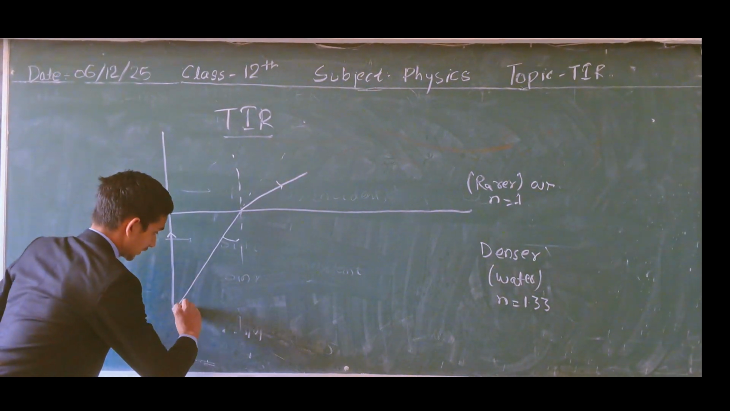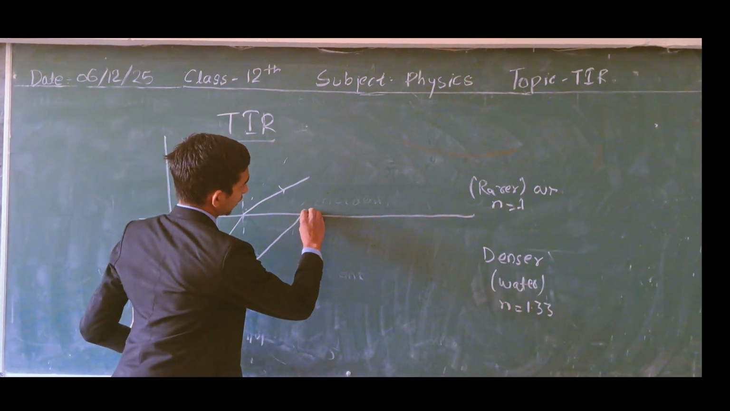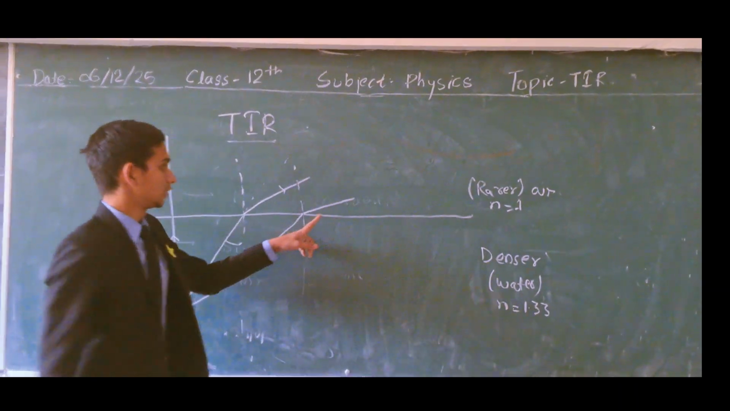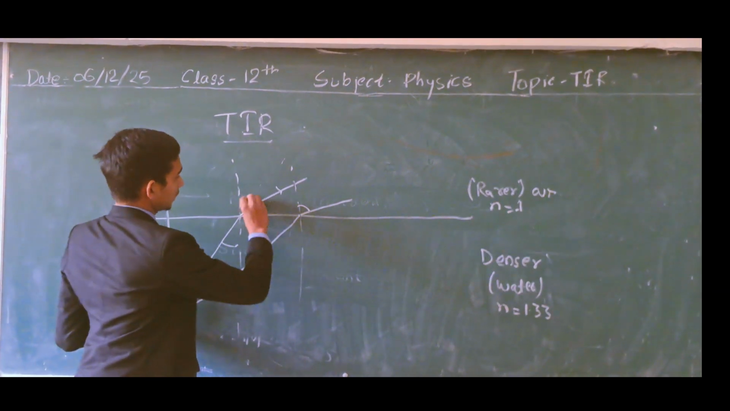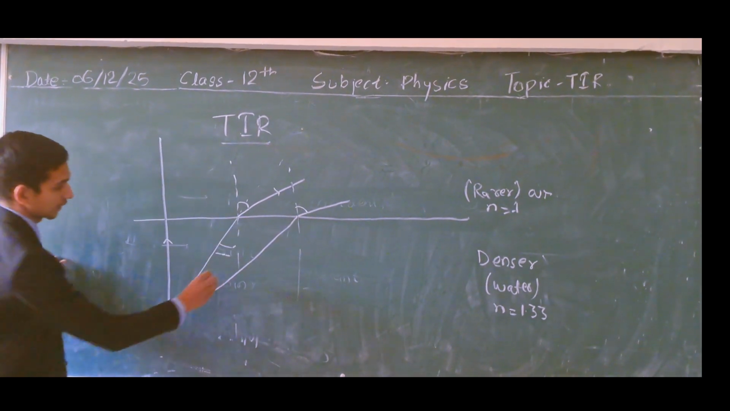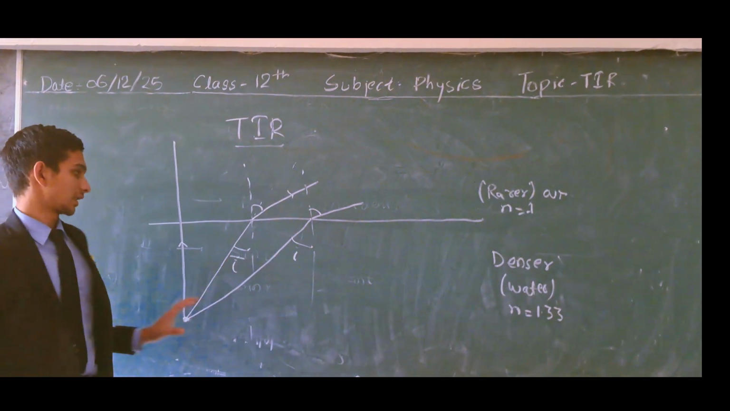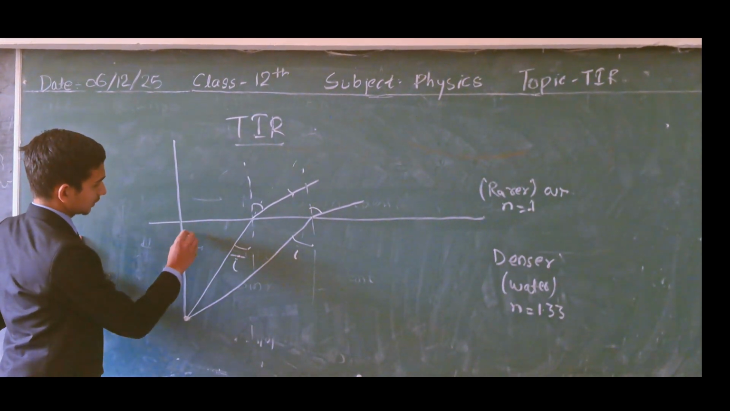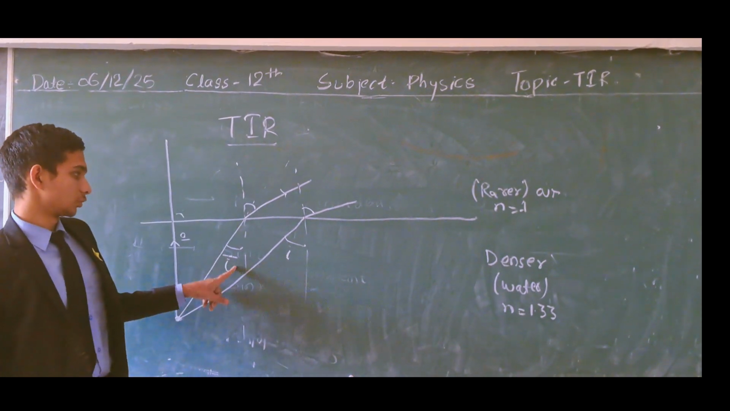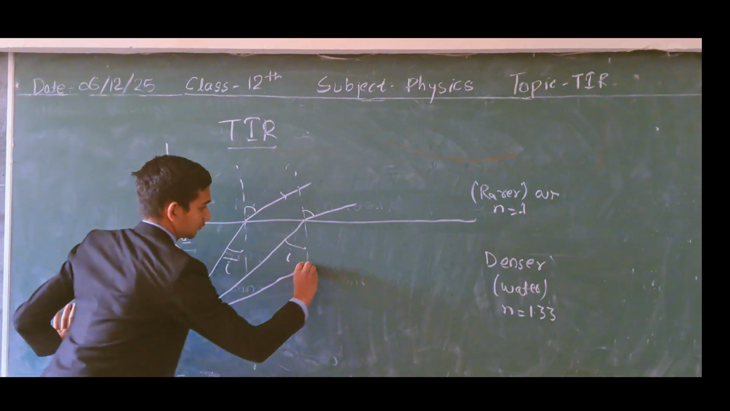Next we will draw another ray from it. It will bend more away from the normal. This is the normal and this is more away from the normal. You can see I am increasing the incident angle and the refracted angle is increasing with it. Here the incident angle is 0 and the refracted angle is 0, but here it is more and it will go on increasing.